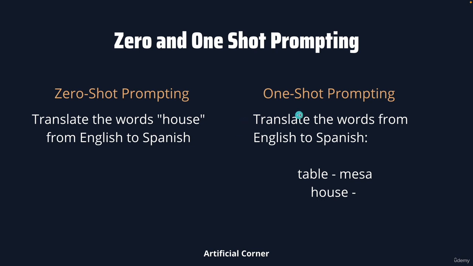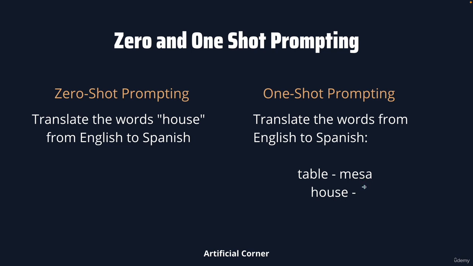And even here, if we don't write these instructions that say translate the words from English to Spanish, if we delete these instructions and we only type the sample table hyphen mesa and then house hyphen, sometimes in some cases ChatGPT is going to understand what we're looking for and is going to generate the right translation.